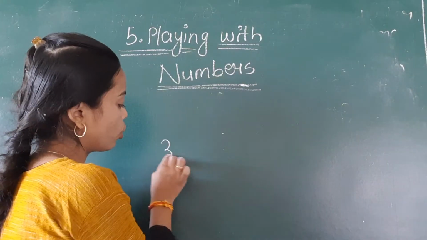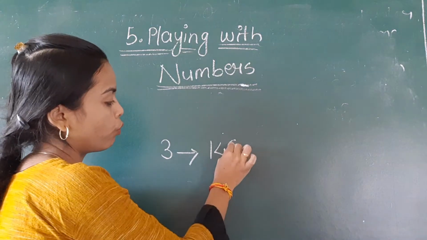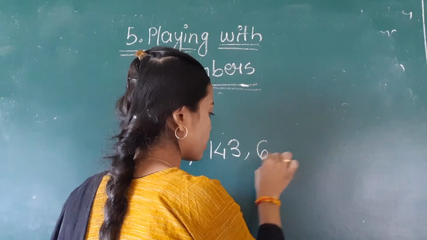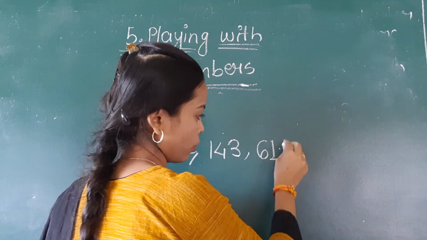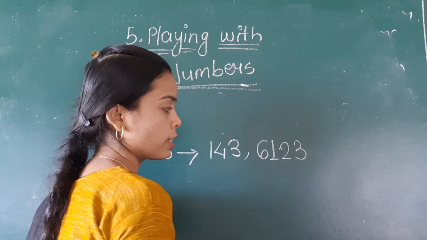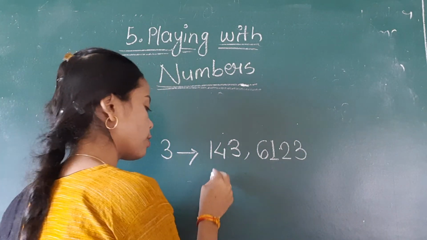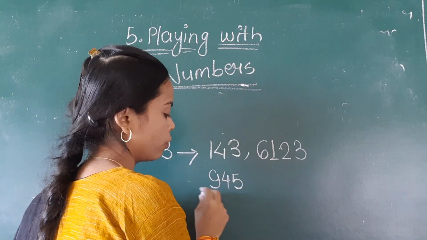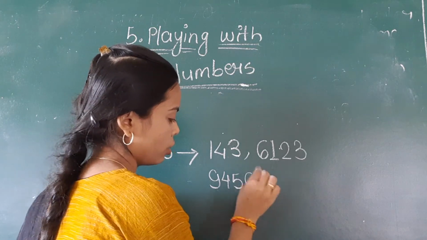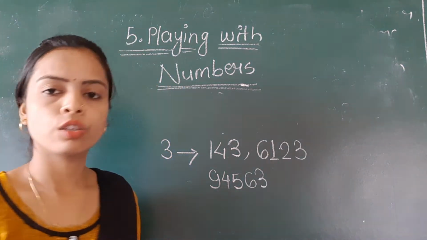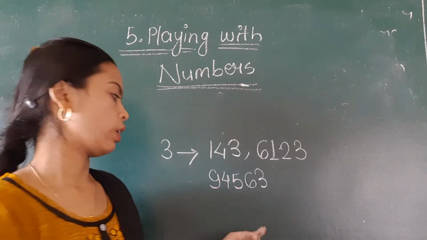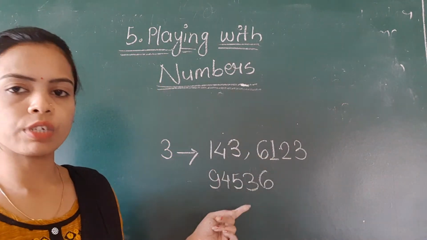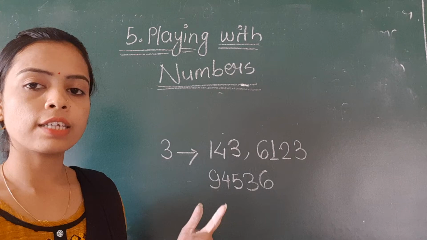Okay, now the next divisibility is for the... okay, so examples are remaining. The examples for 3 are 143, 6123, and 94563. All these numbers are divisible by 3 as their sum is a multiple of 3.